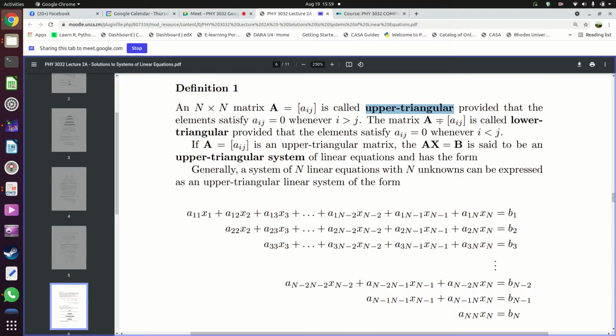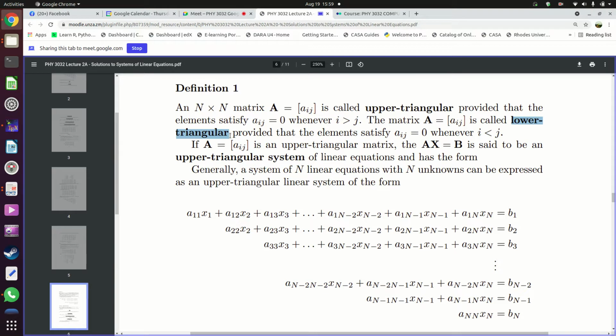On the other hand, if you impose a condition for your matrix A, you want to make sure that for every coefficient Aij where the row number is less than the column number, that coefficient becomes equal to 0. Then what you're going to end up with is something called a lower triangular matrix.